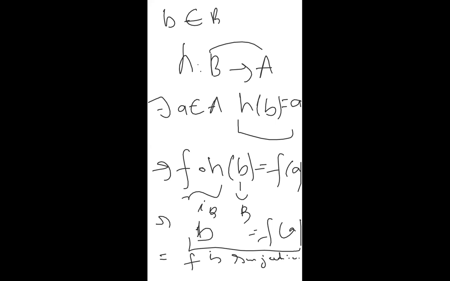The next step is to prove that H is equal to G is equal to the inverse of F. So we first show that F is bijective, and this is not very hard because we know that since F has a left inverse, it is injective. And since it has a right inverse, it is surjective. Thus, since it is both injective and surjective, it is bijective. And it has a right inverse.